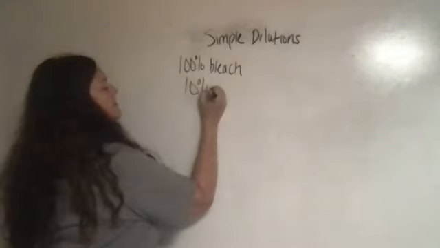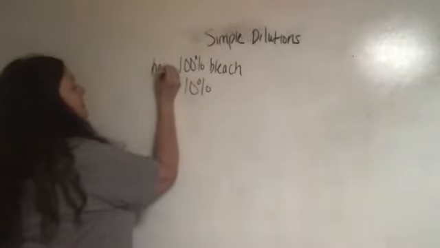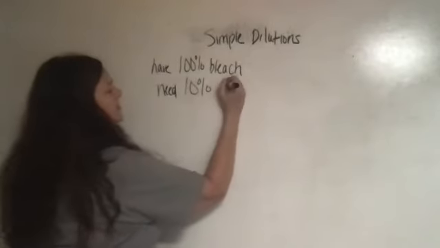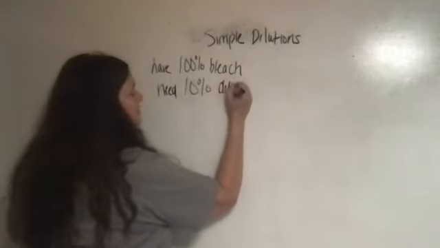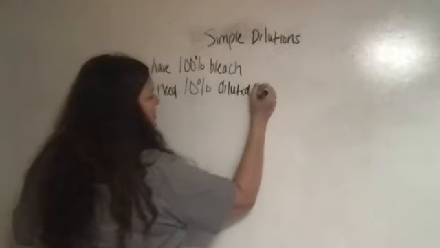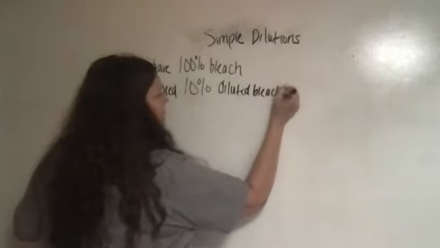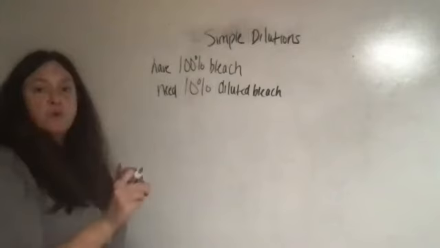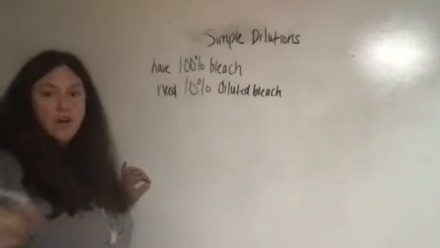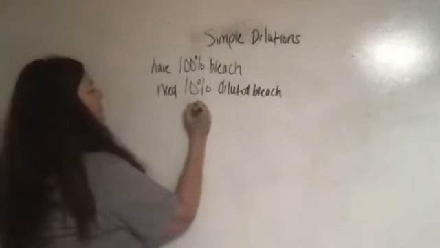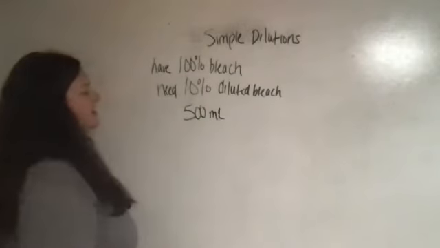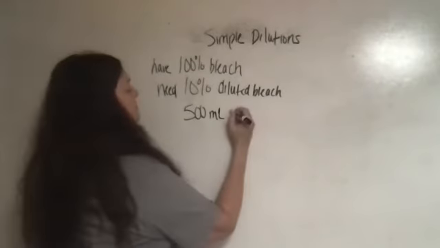So we need a 10% diluted bleach. And we are going to make 500 milliliters of the solution to fit into a squirt bottle so we can wash down our hoods. So we need 500 milliliters of the solution.